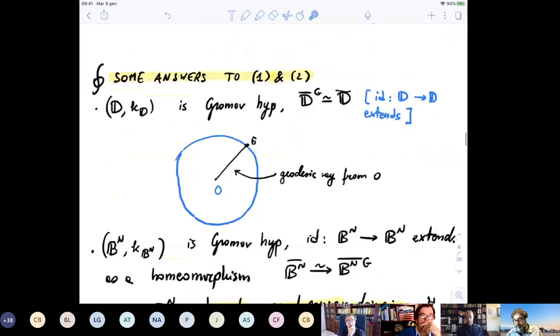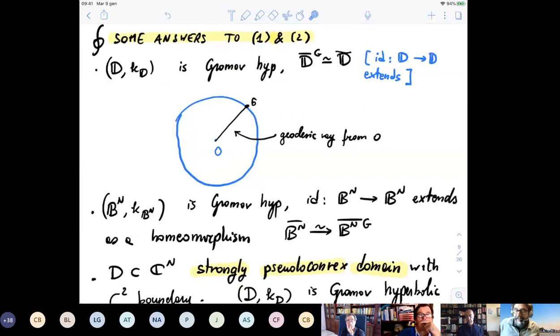So let me go to some answers to questions one and two: which domains are Gromov hyperbolic and when the boundary is homeomorphic to the natural boundary. The unit disk, as I already said, is Gromov hyperbolic. And in fact, the identity extends as a homeomorphism between the Gromov topology and the Euclidean topology. What is this homeomorphism? How can you construct it? Well, as we said, if you start from the origin, there is only one geodesic which goes out up to any point on the boundary. So if you fix a point sigma, there is only one geodesic ray landing at sigma.